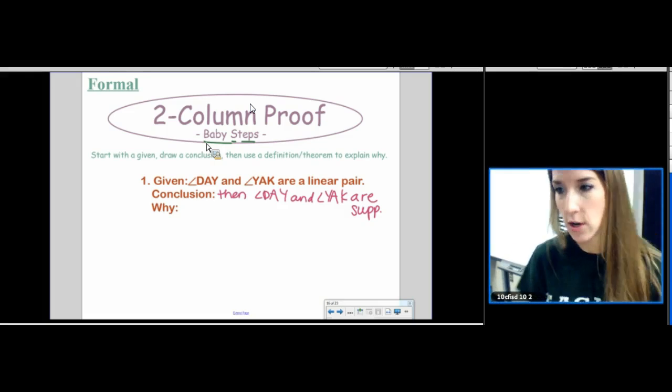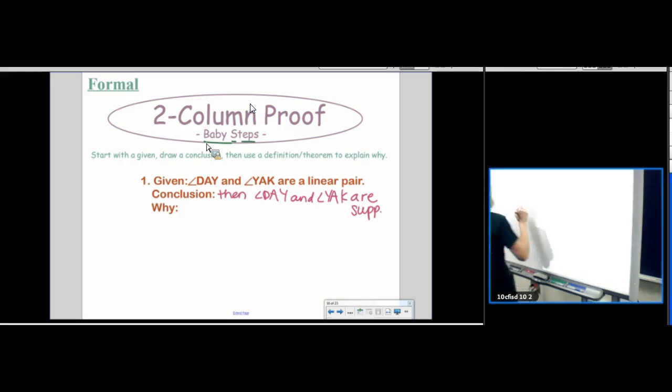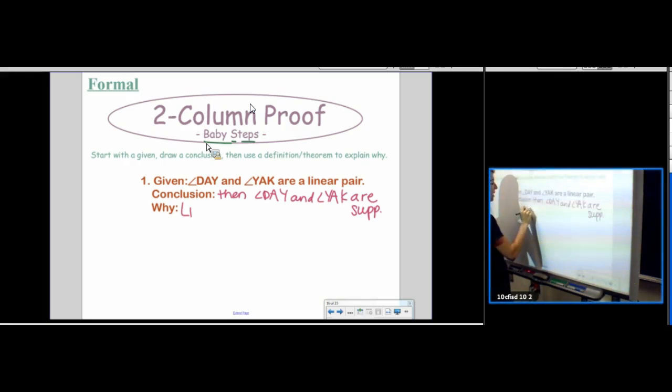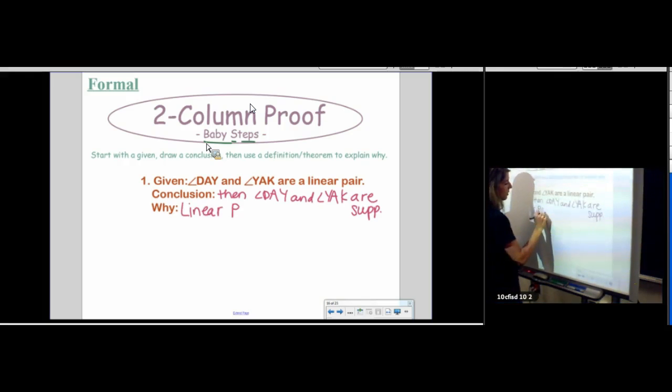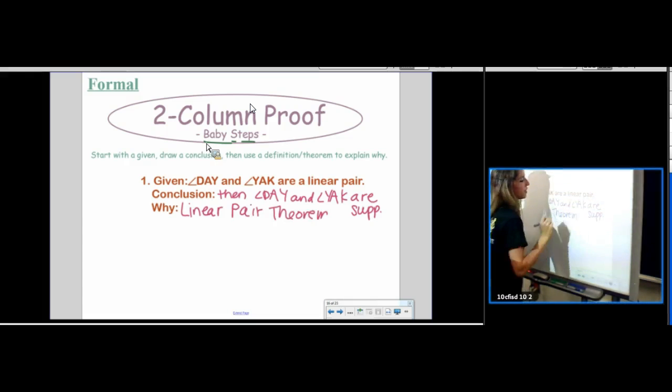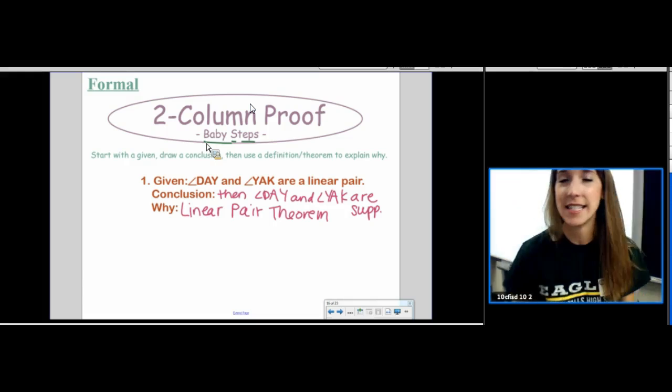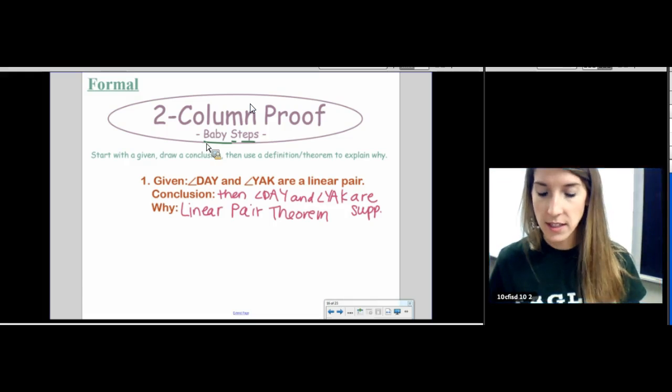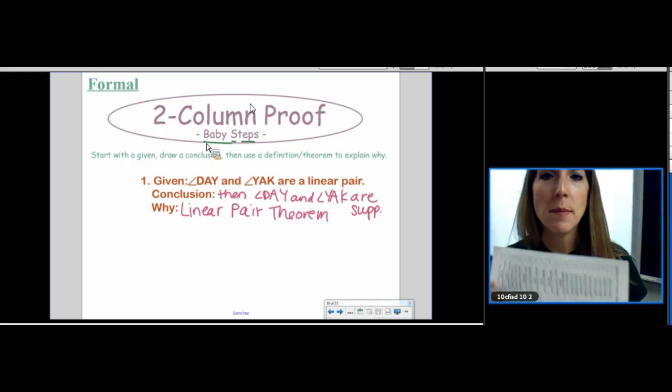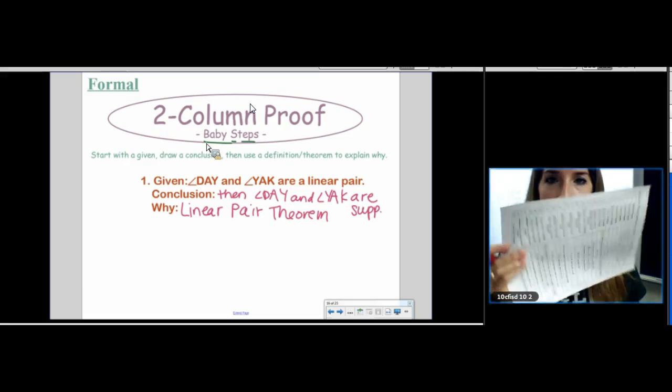Linear pair theorem is the why. You have to use a theorem, a postulate, a definition. This is not when you use your own words. This is formal, and so you need to use something that has already been discovered by a mathematician, something listed here.